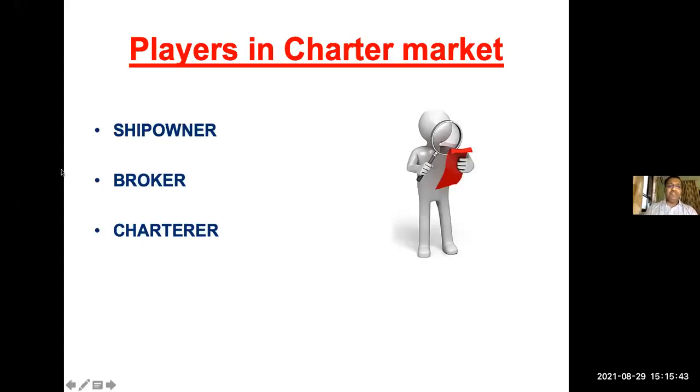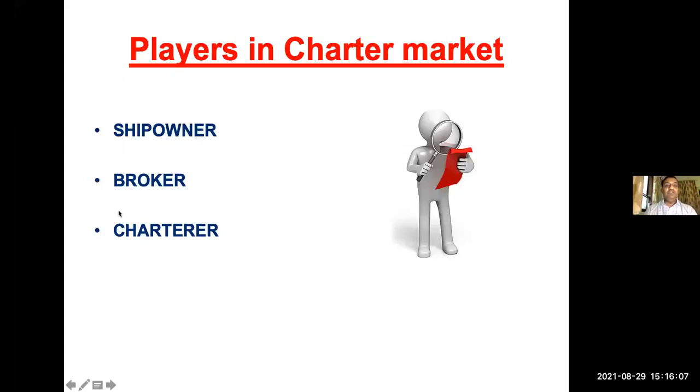Ship owner, all of you have understood; I need not elaborate. A company like Shipping Corporation of India or Great Eastern Shipping Company, we are all ship owners. We own ships and give them on charter to different charterers. They operate the ship and use the space in the ship, and we earn our revenue out of it.